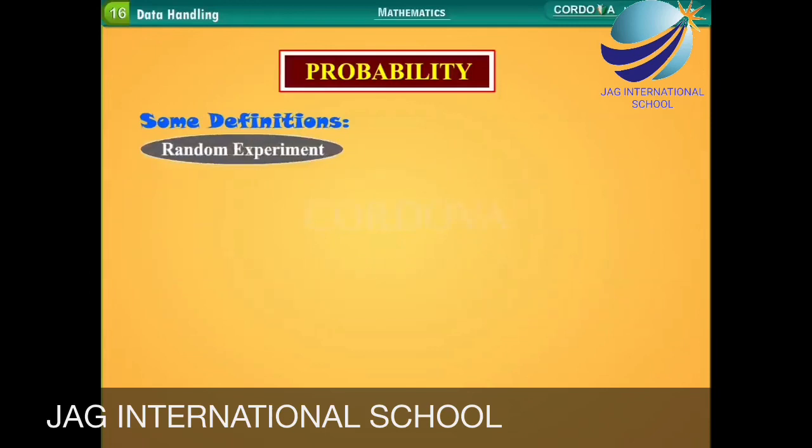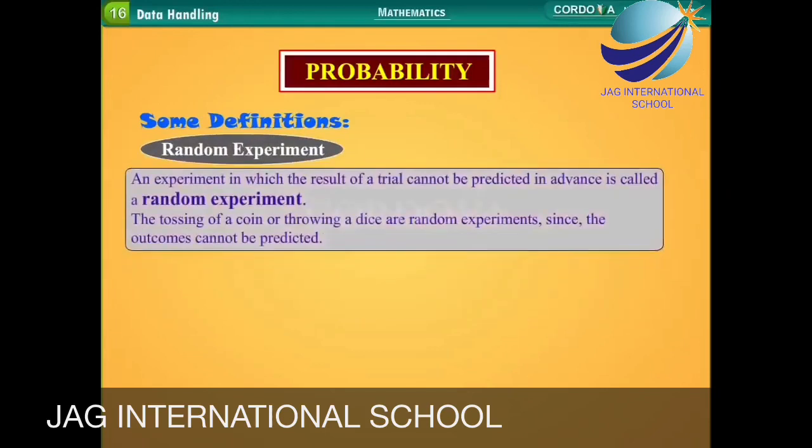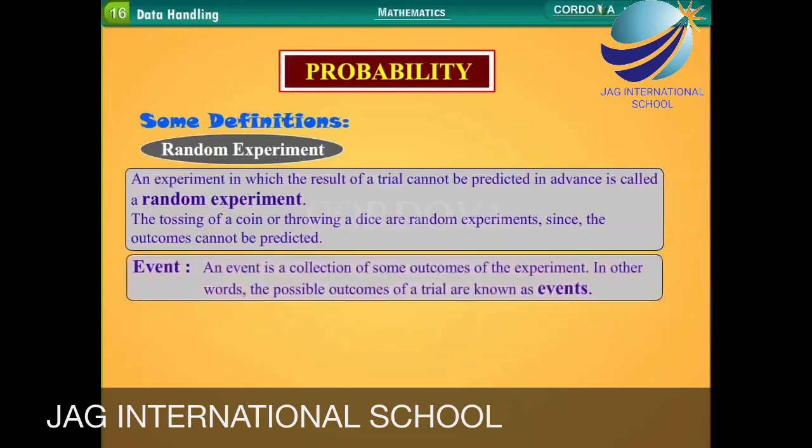Random experiment. An experiment in which the result of a trial cannot be predicted in advance is called a random experiment. The tossing of a coin or throwing a dice are random experiments, since the outcomes cannot be predicted. Event. An event is a collection of some outcomes of the experiment. In other words, the possible outcomes of a trial are known as events.